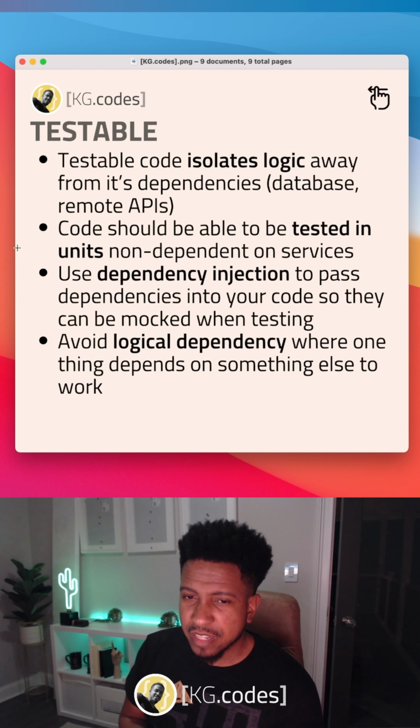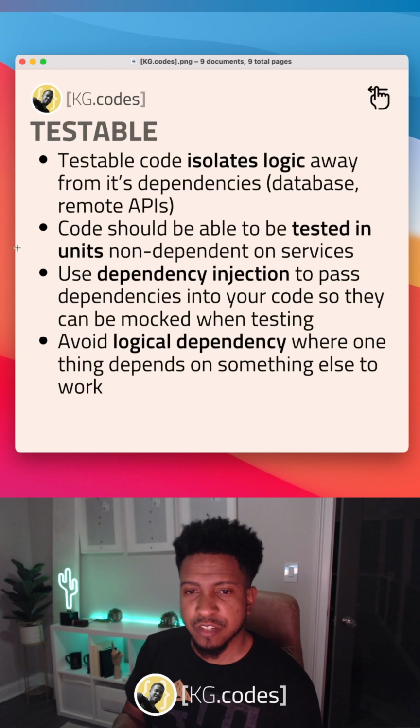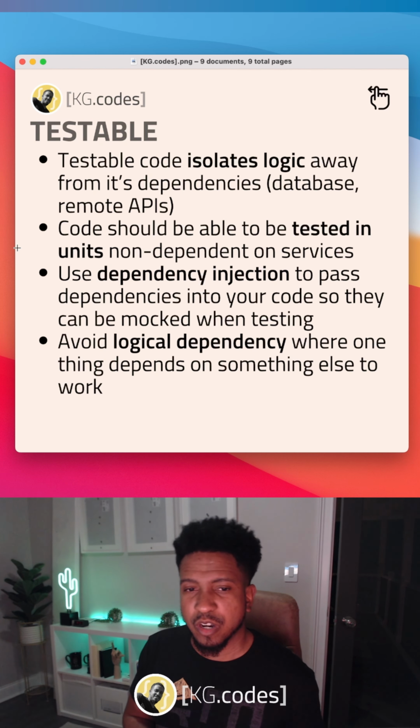You should use dependency injection to pass dependencies into your code instead of directly integrating them into it so that later they can be mocked when testing in order to isolate your dependencies from the actual code you're trying to test. With that being said, you want to avoid logical dependencies where one thing depends on something else to work.